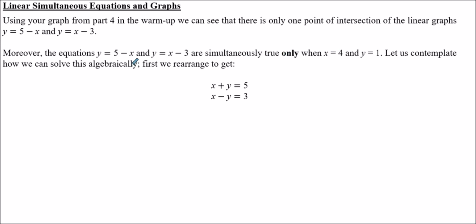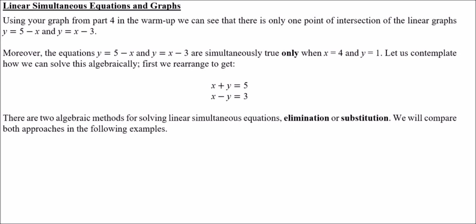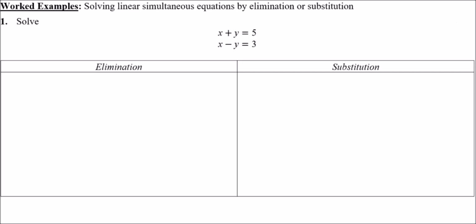To solve that algebraically, what we'd have to do first is rearrange them. So x plus y equals 5 and x minus y equals 3. Once rearranged, how would we then solve it? There are actually two algebraic methods for solving linear simultaneous equations: elimination and substitution. We'll compare both approaches in the following examples we're going to do together. So let's have a look at worked example 1.